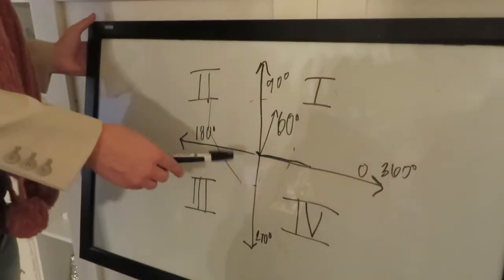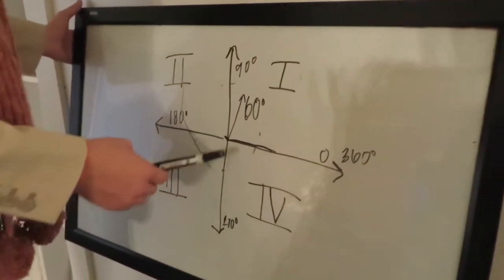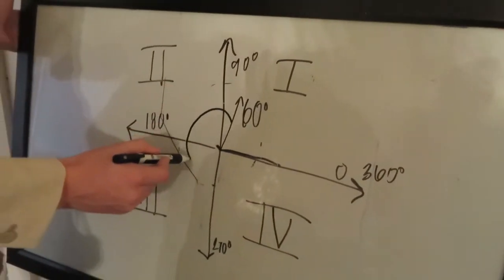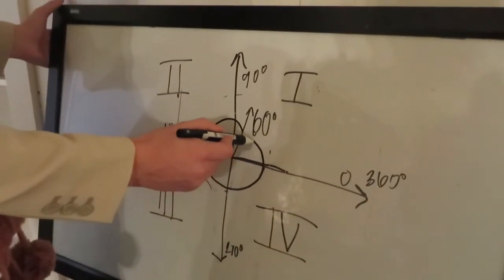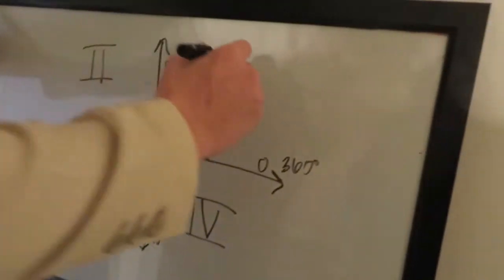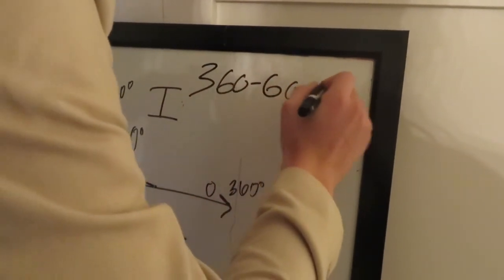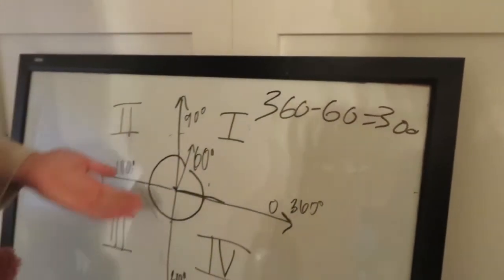Okay, for this problem, we're trying to find the coterminal angle of 60. So all you do is go all the way around. So then you do 360 minus 60 equals 300. And that's how you find the coterminal angle of 60.